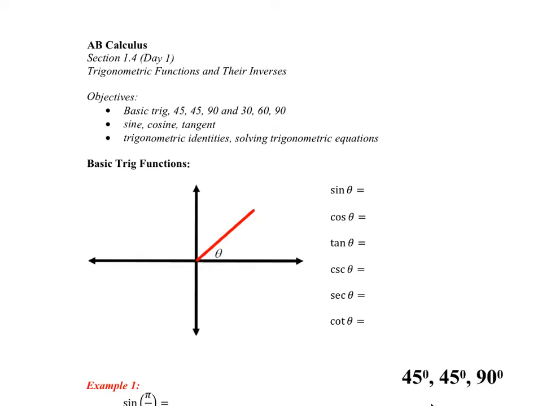AB Calculus, Section 1.4, day number 1, trigonometric functions and their inverses. Our objectives in this video are to talk some basic trig, some special right triangles, 45, 45, 90, 30, 60, 90, sine, cosine, tangent, as well as some trig identities and solving trig equations. So let's get to it.